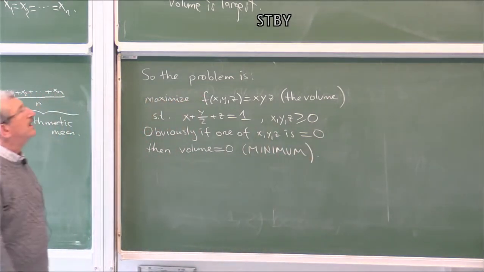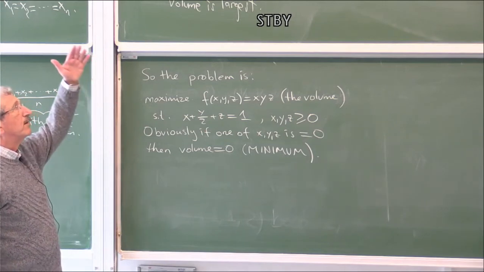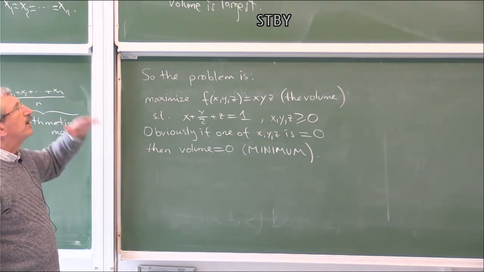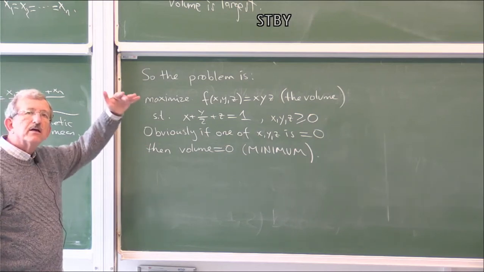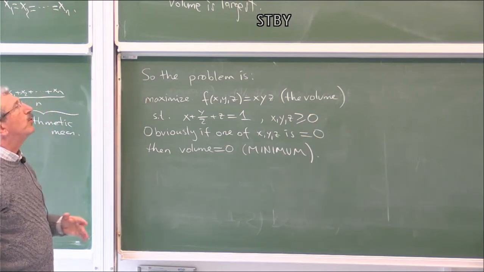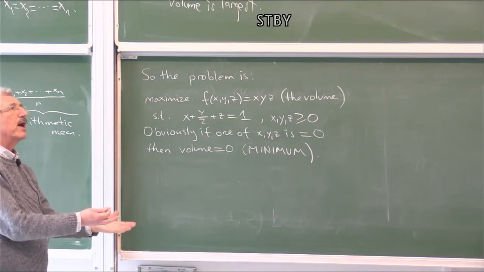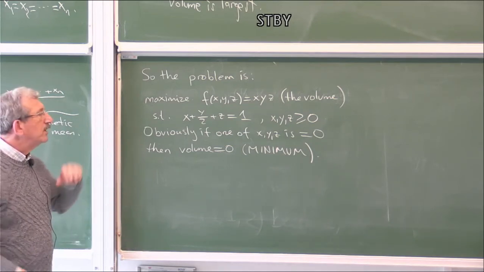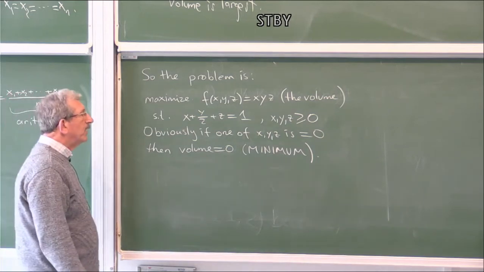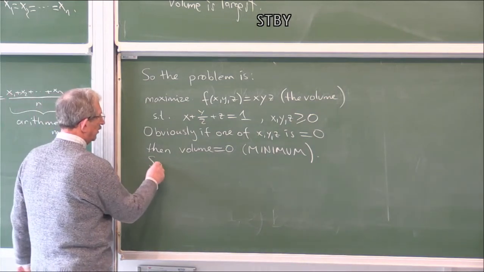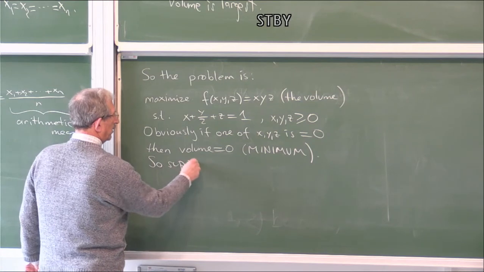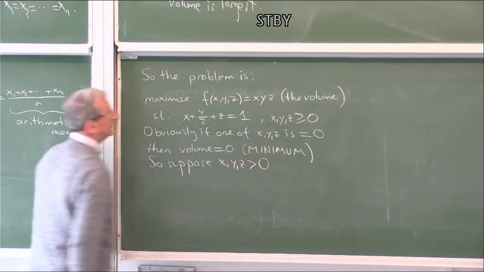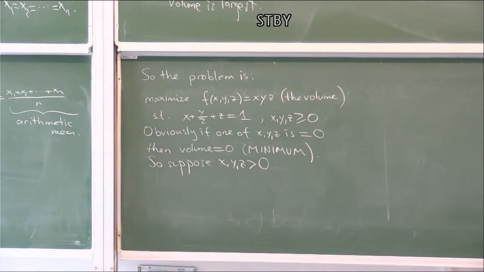That means on the coordinate planes, on the zx, zy, or xy planes, if you take any point from those surface triangles, the volume will be 0, because one of the coordinates will be 0. So assume these are all positive.